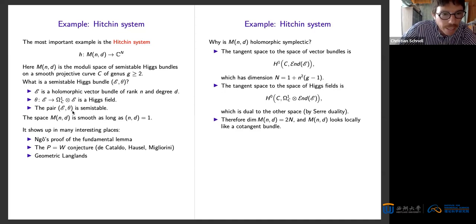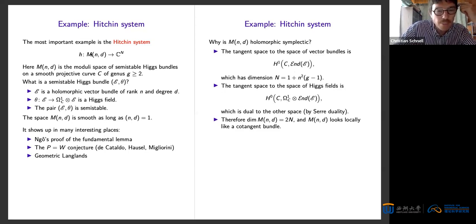But then independently, I can change the Higgs field. The set of Higgs fields on a given bundle E is what I get by varying this matrix of one-forms. So it will be the space of sections of omega tensored with the endomorphisms of E. Because the endomorphisms of E as a bundle is self-dual, these two vector spaces are dual to each other by Serre duality. And so the second space, when I change theta, also has dimension N.